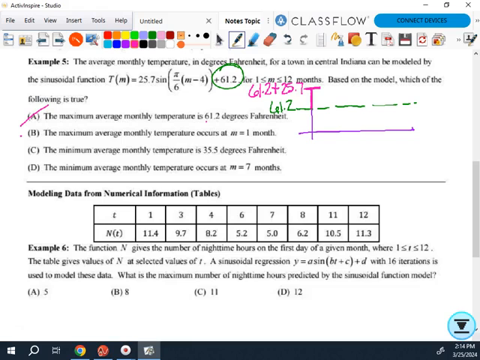So minimum, and again, totally not to scale, but that's okay. I would take 61.2 and do what? Minus 25.7, because that's the amplitude, right? Now, that one, I think we're going to need to actually subtract and have a little bit of a decimal review here. 61.2, if I'm going to subtract another decimal, I have to line my decimals up.